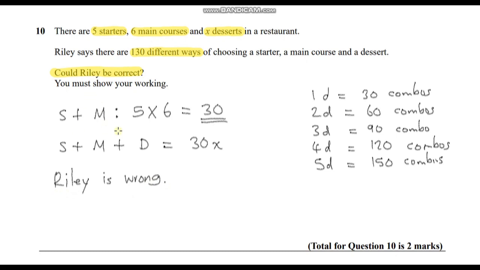And you must show all of your working. This should be enough to give us the 2 marks, but we could just put in brackets, sort of, 130 not divisible by 30.